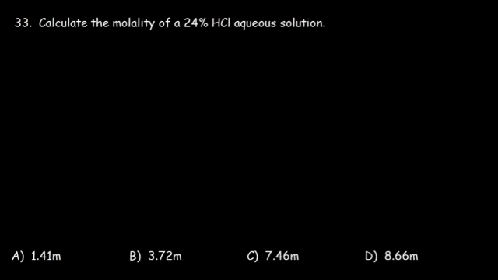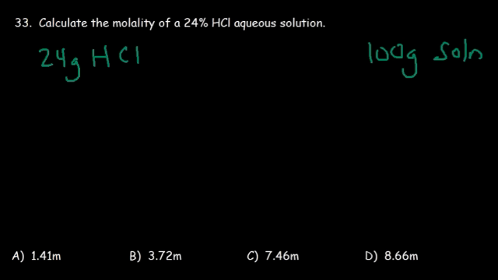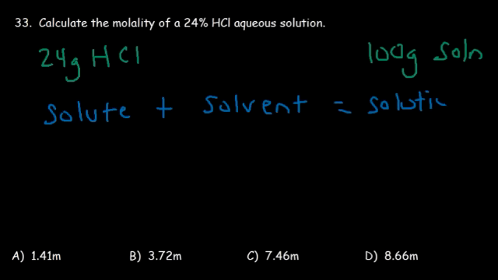Number 33. Calculate the molality of a 24% HCl aqueous solution. So how would you do that? When you have a mass percent, a 24% HCl solution, what you need to realize is that you have 24 grams of HCl per 100 grams of solution. Now the solution has 2 components, the solute and the solvent. The solute plus the solvent is equal to the solution. Now because we have an aqueous solution, the solvent is H2O. So 100 minus 24 is 76, therefore we have 76 grams of H2O.